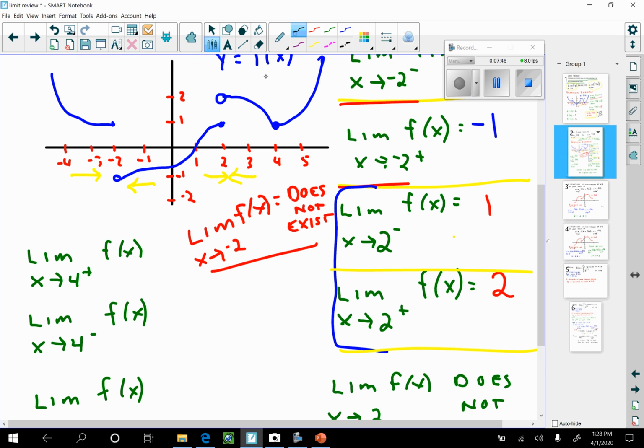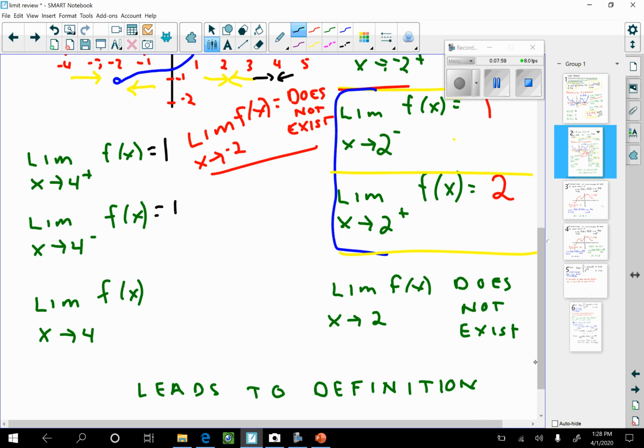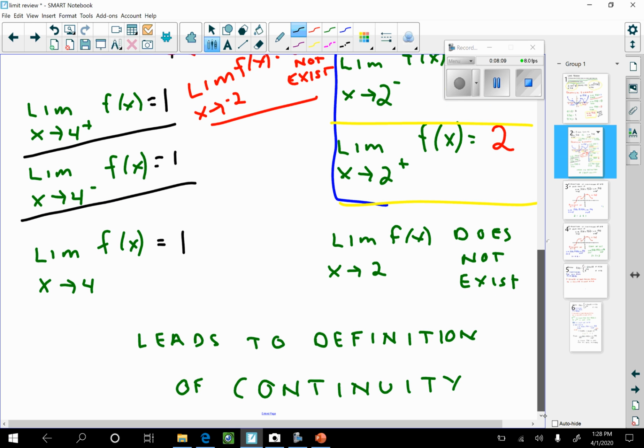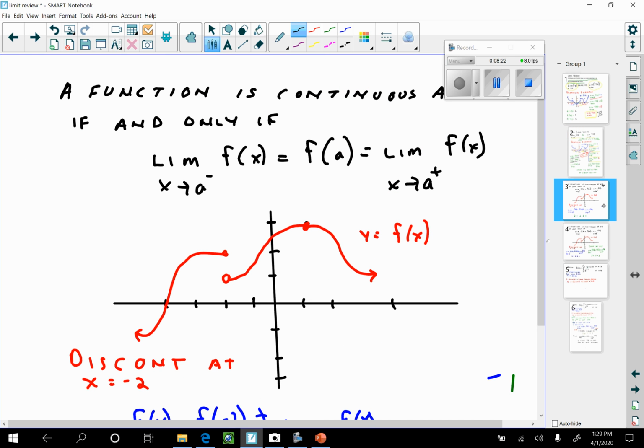Check this out. The limit as x goes to 4 from the right is 1. The limit as x goes to 4 from the left, as I approach 4 from the left and 4 from the right, they both equal 1. And hey, this limit does indeed equal 1, since the left hand does indeed equal the right hand. This is going to lead us to the very important topic of continuity. So we're going to talk about continuity at a particular point. Okay? And I'm still going to do a graphical example here.